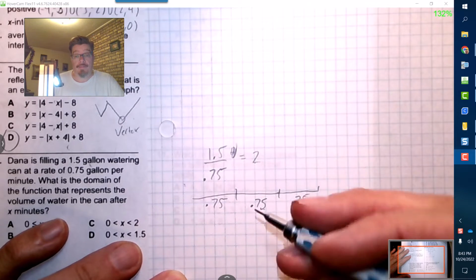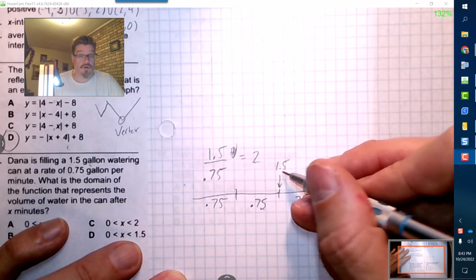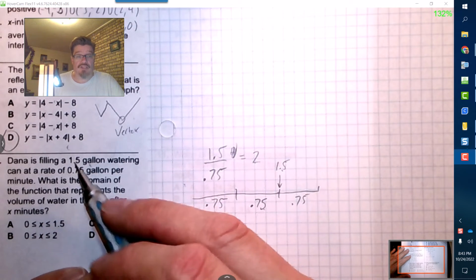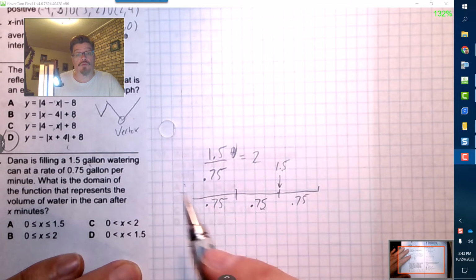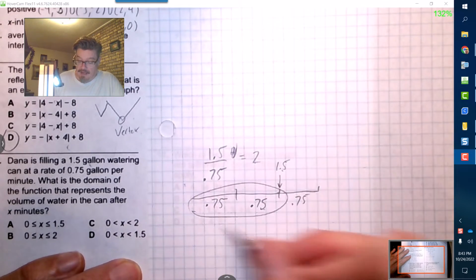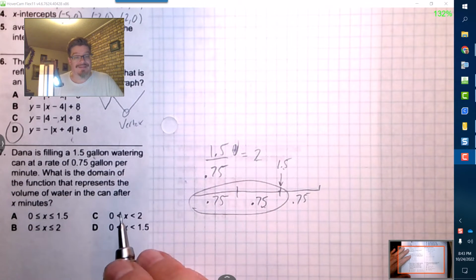Now, it just so happens that right here is where the 1.5 stops, and it's actually full. But maybe, for example, on your test, these numbers are going to change. And so if you know the rate, you know how much quantity is changing per minute. And then you're going to want to count those up. Now, in this case, we can see it only takes 2 minutes. Okay, so now it's got to be either B or C.